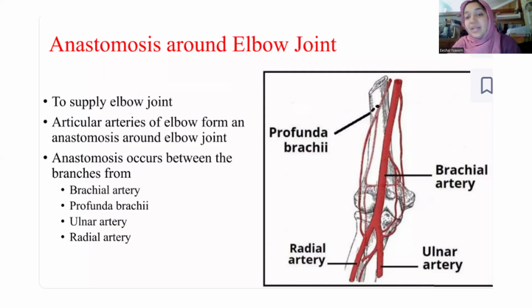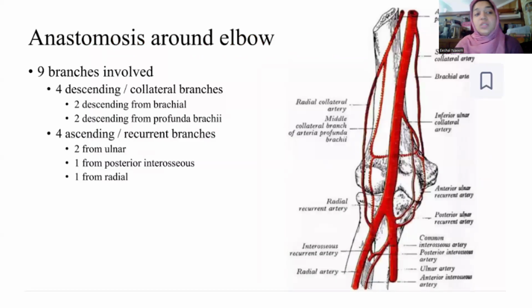So this profunda brachial artery will give us two special branches that will participate in the anastomosis around the elbow joint. And then we know that the brachial artery itself is dividing into the radial and ulnar artery at the head of the radius. Now, anastomosis in the elbow is basically we have some branches involved that we should do one by one.